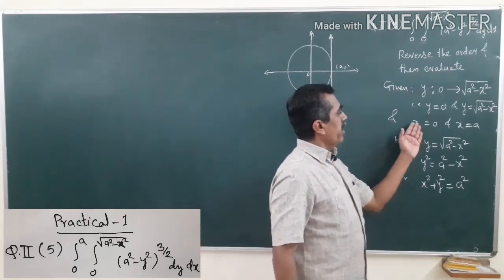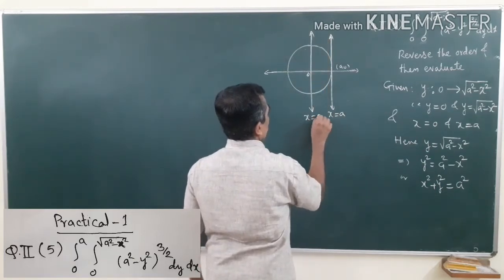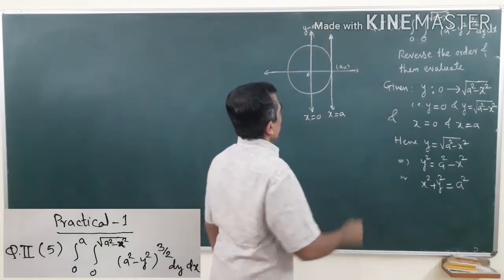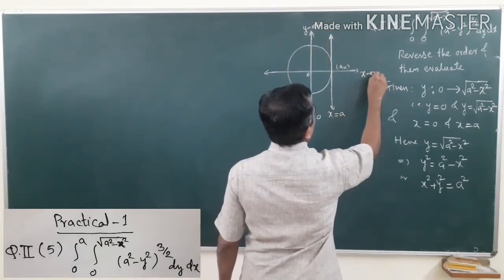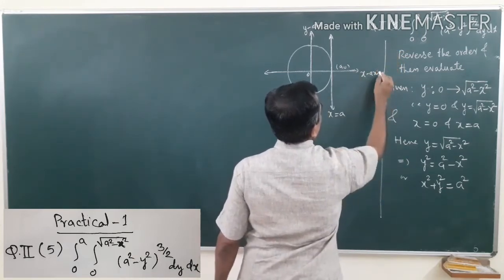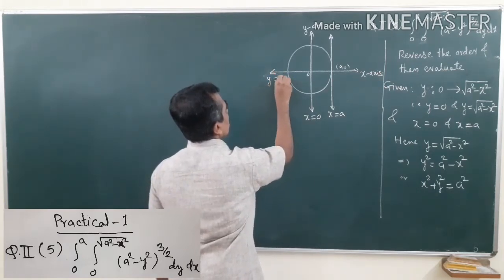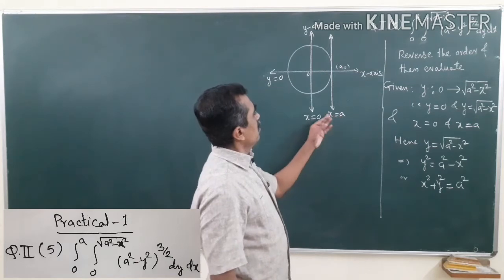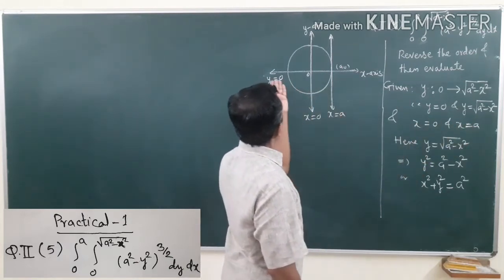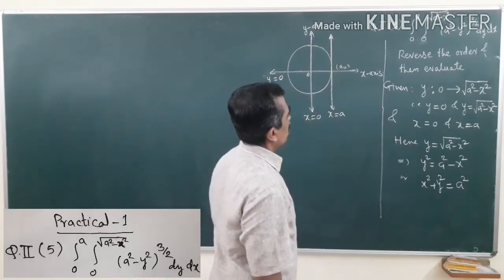Now I have all the lines. x is equal to 0, where is it? This is nothing but x is equal to 0, that is the y axis. This is your x axis, and the equation of the x axis is y is equal to 0. Thus you have all 3 lines, x is equal to 0, x is equal to a, y is equal to 0, and this circle x square plus y square is equal to a square.